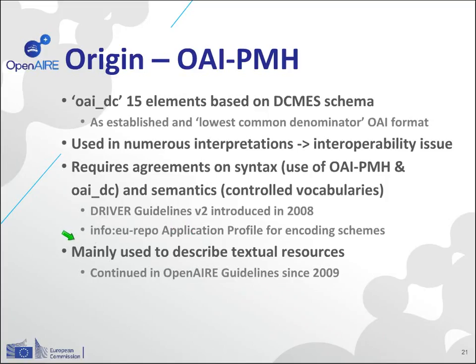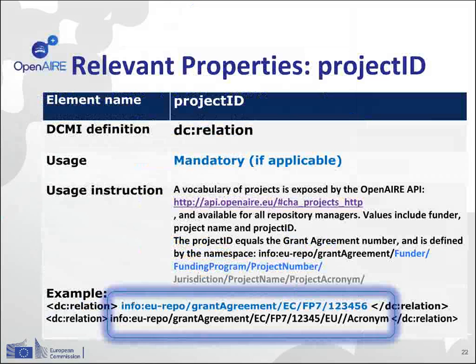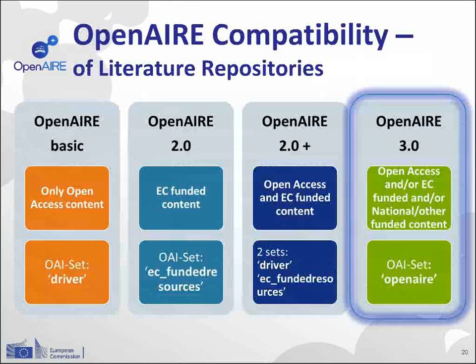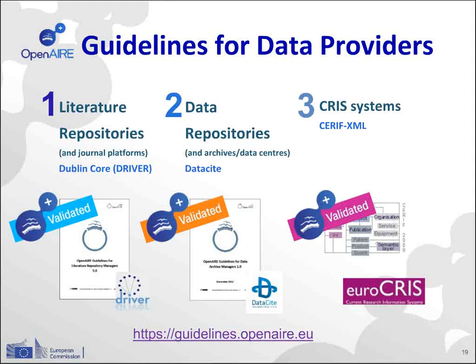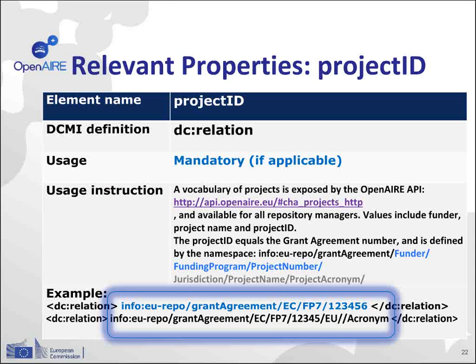The DRIVER and first OpenAIRE guidelines relied mainly on textual resources, and the scope has been expanded with the OpenAIRE guidelines introduced since 2009. The guidelines are available under guidelines.openaire.eu. The main properties are about the project ID, which we ask to encode using the info:eu-repo grant agreement string.